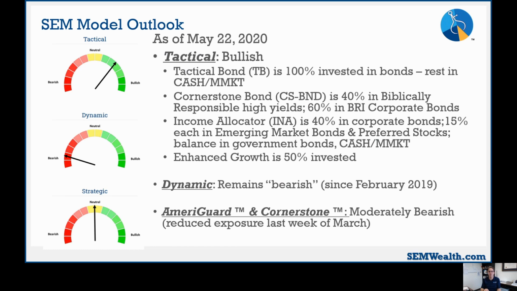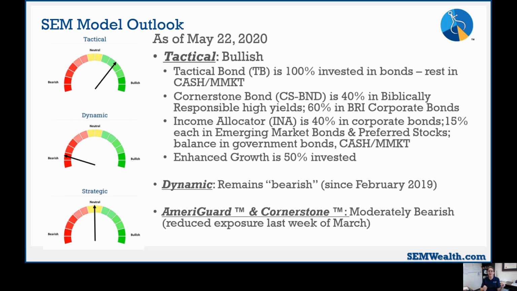Cornerstone bond is 40% in biblically responsible high yields, 60% biblically responsible corporate bonds. If you are a Christian, I encourage you to look at these cornerstone models. They have been stars this year. We launched them at the beginning of the year, and they've done great. A socially responsible, or what they call an ESG approach, such as what we have with Cornerstone, has actually outperformed a more secular strategy. So Cornerstone bond is beating tactical bond this year. Not always going to be the case, but it's something to look at if you're a Christian investor.